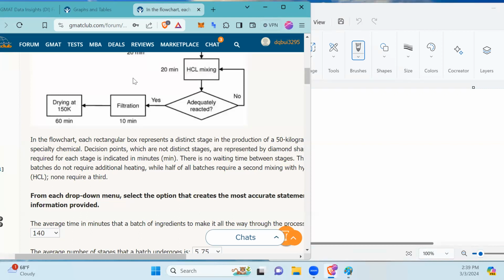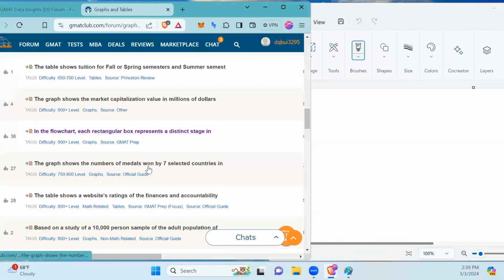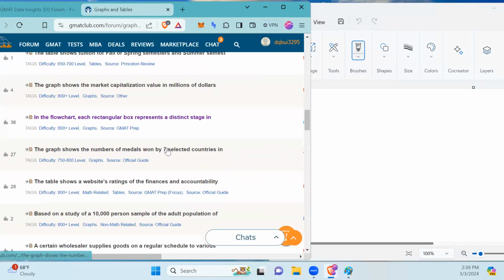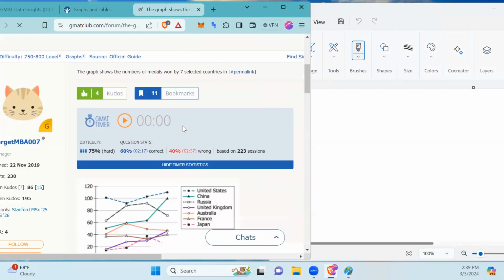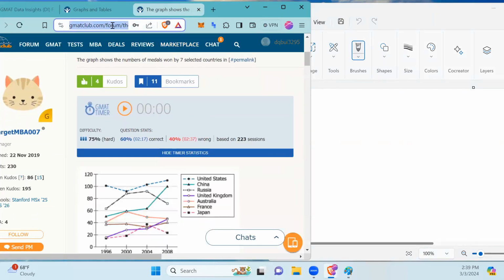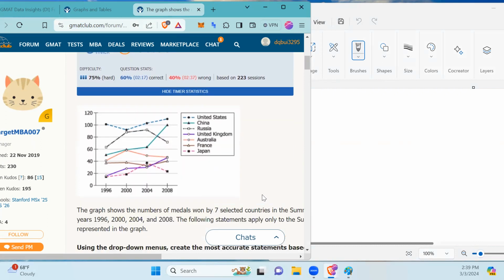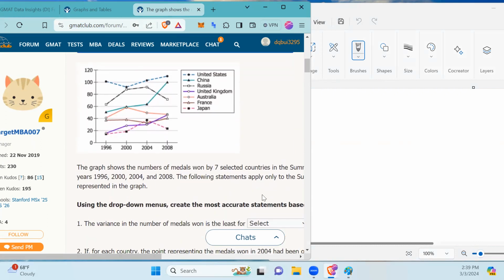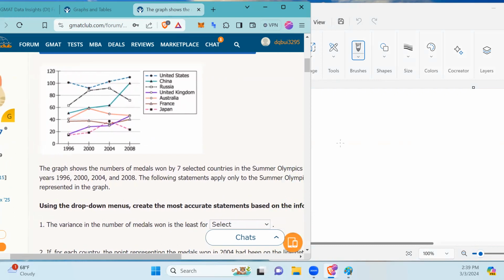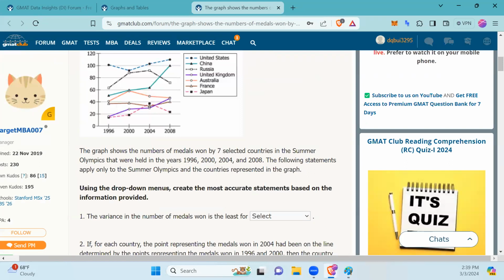Alrighty, so let's move on to another example. Let's try this one. Once again, let's take 15-20 seconds to look at the graph and summarize what it's saying.